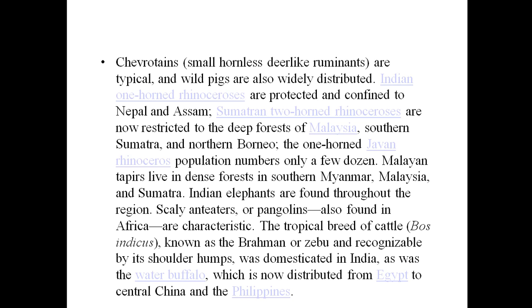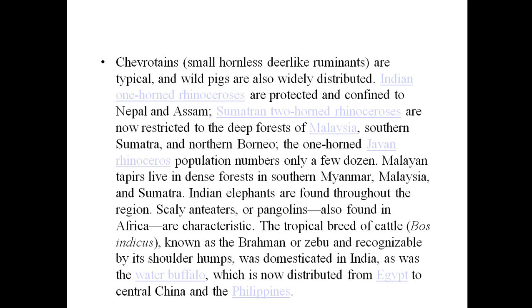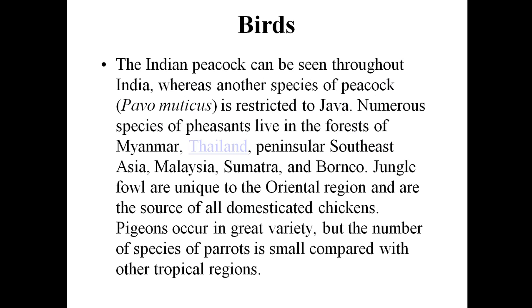which is now distributed even up to central China. The most common antelope is the blackbuck, in almost all parts of the bush-covered forest you can expect.